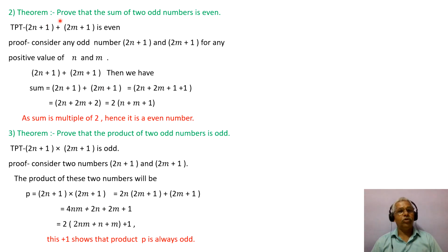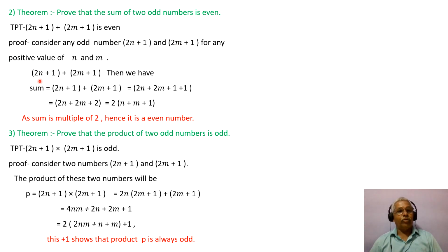Second one, theorem: prove that the sum of two odd numbers is even. Now we are dealing with two odd numbers and sum. To prove that, TPT, 2n plus 1 plus 2m plus 1 is even. Proof: consider any odd numbers 2n plus 1 and 2m plus 1 for any positive values of n and m. See, whenever we have to take odd numbers, you always take in this form, that is 2n plus 1. This is definitely going to be odd number for any positive value of n, and for m.